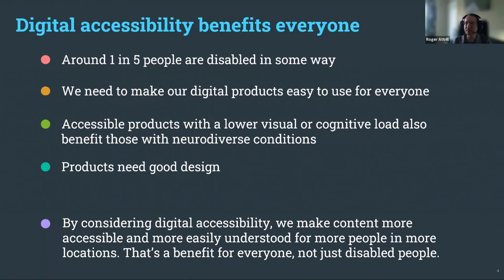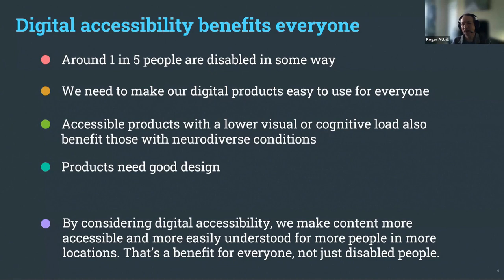We need to make digital products easy to use for everyone. That includes the visually and hearing impaired, those with limited mobility or with reading difficulties, and accessible products with a lower visual or cognitive load also benefit those with neurodiverse conditions, so that's things like Alzheimer's, Parkinson's, sensitivity to flashing lights, dyslexia, dyscalculia, migraines, ADHD, autism, and more.